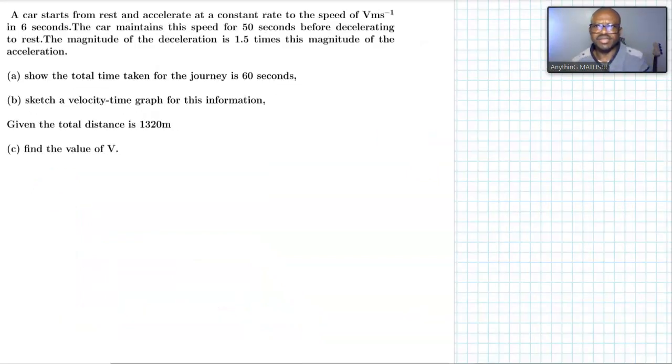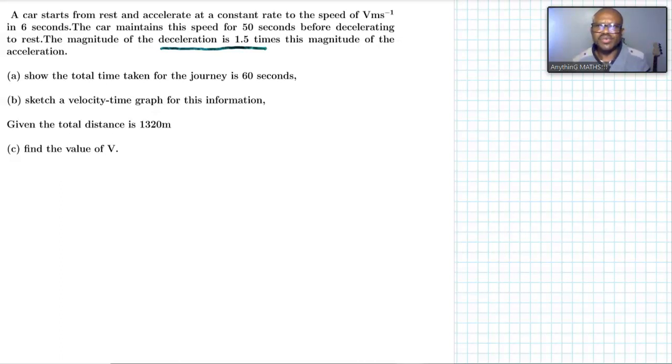This is another interesting question. A car starts from rest and accelerates at a constant rate to a speed of v meters per second in 6 seconds. The car maintained this speed for 50 seconds before decelerating to rest. The magnitude of the deceleration is 1.5 times the magnitude of the acceleration. So this particular information is so important. They want us to show that the time taken for the journey is 60 seconds.